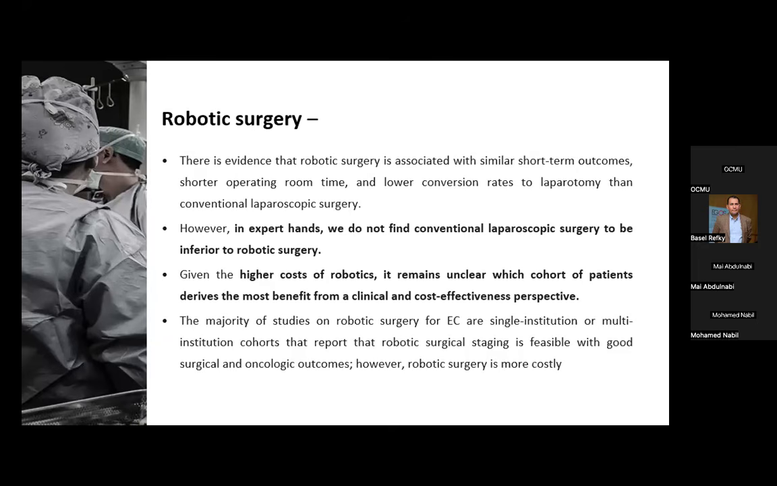However, in expert hands, we don't find conventional laparoscopic surgery to be inferior to robotic surgery. Given the higher cost of robotics, it remains unclear which cohort of patients derive the most benefit from a clinical and cost effectiveness perspective, especially in a country like our country. I think we still cannot go with robotic surgery now because of its cost mainly.